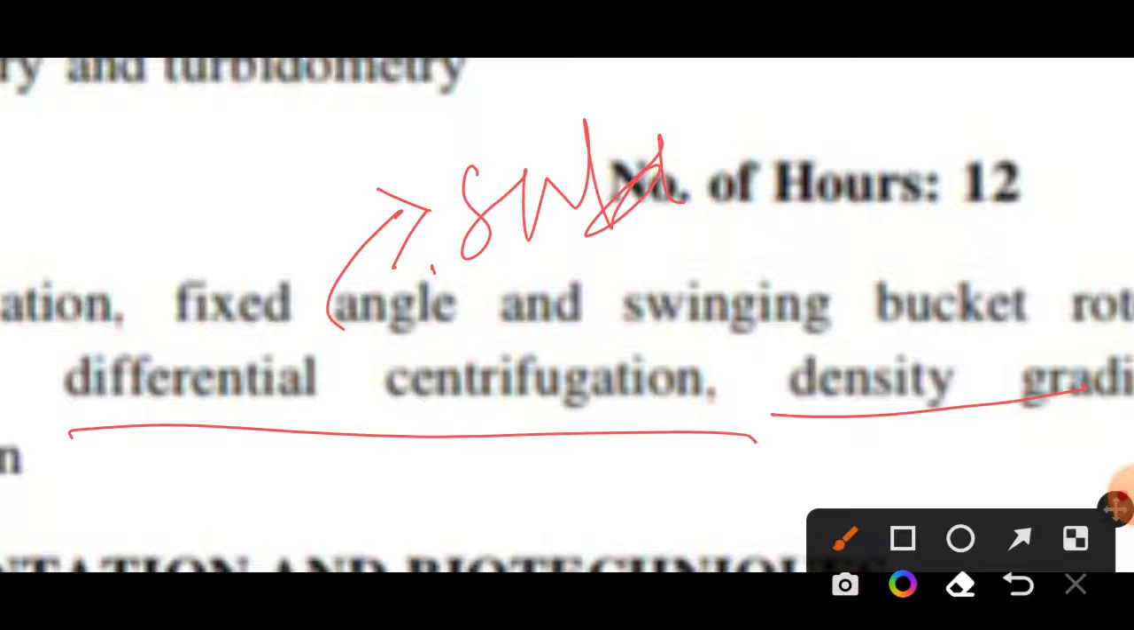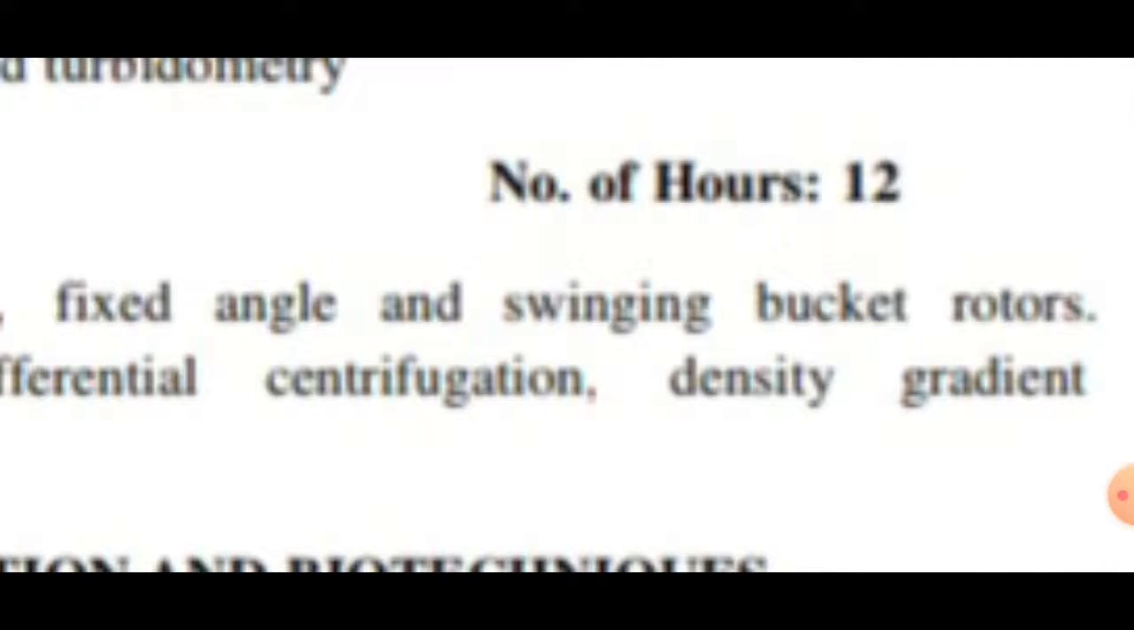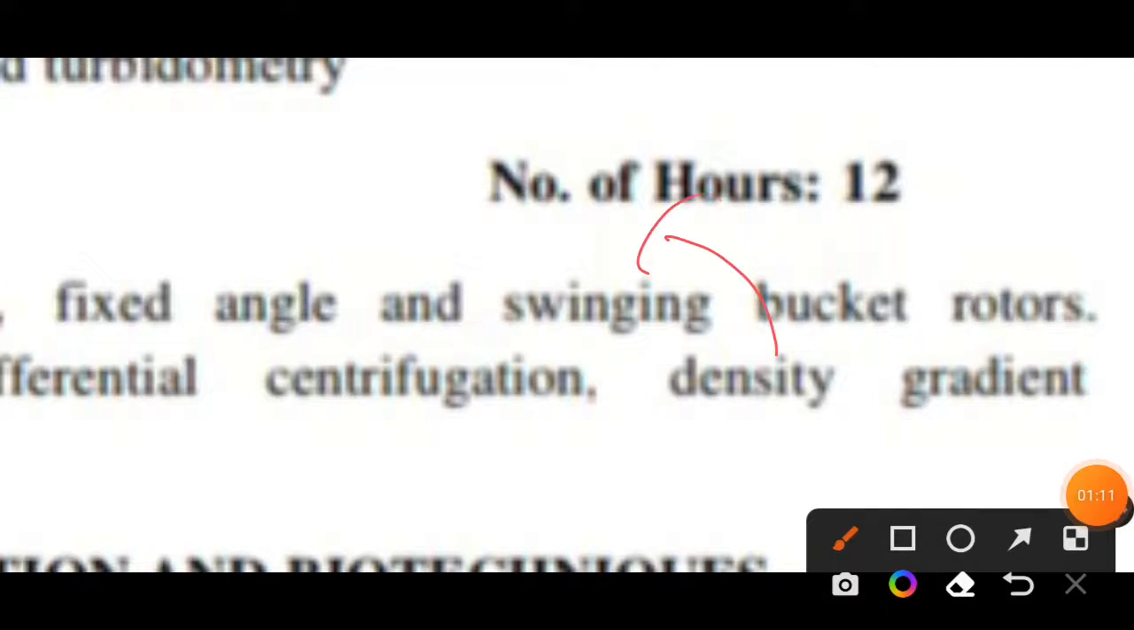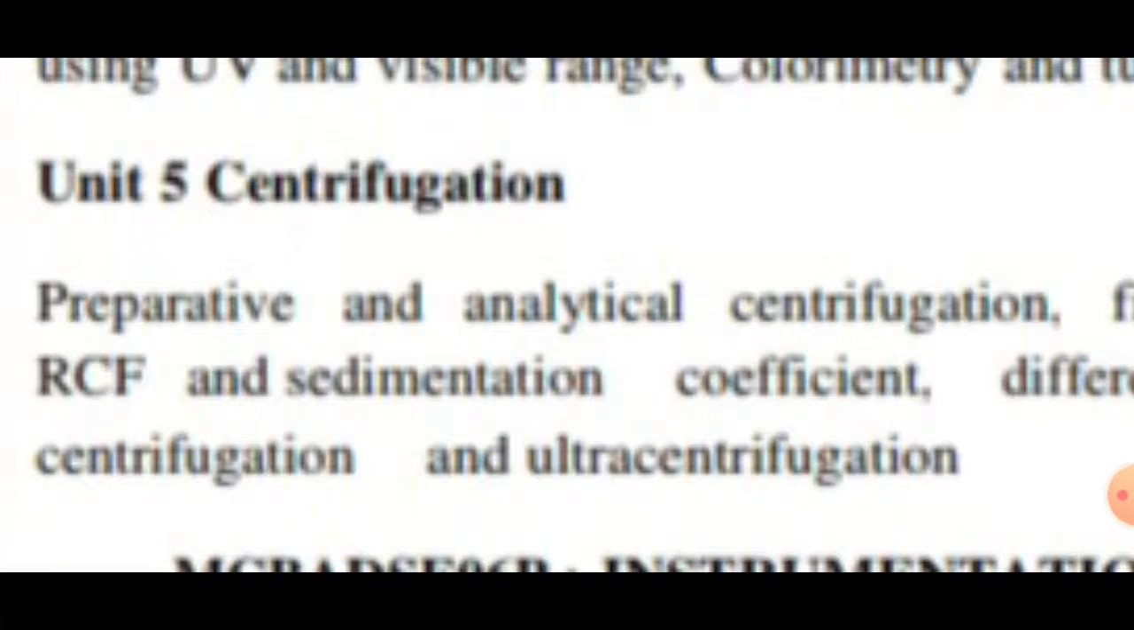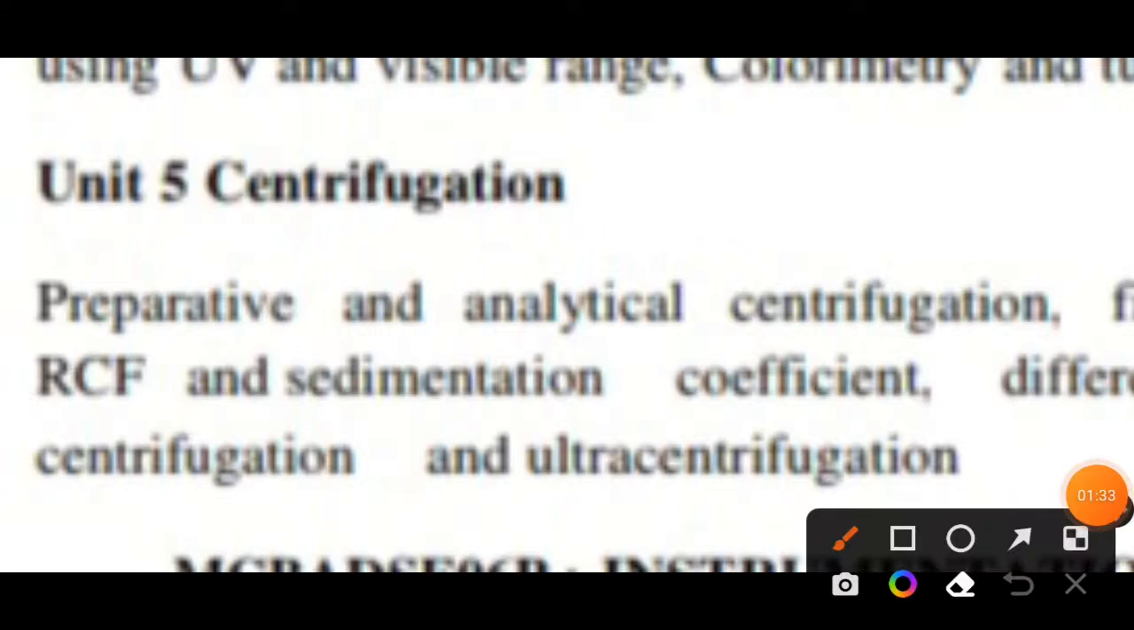subcellular components. Another one, density gradient centrifugation. In density gradient, we are going to discuss isopycnic centrifugation and rate zonal centrifugation. Okay, so in the case of rate zonal centrifugation, you have your gradient before centrifugation, and in isopycnic centrifugation the gradient will be after centrifugation. Okay, and the last one is ultracentrifugation.